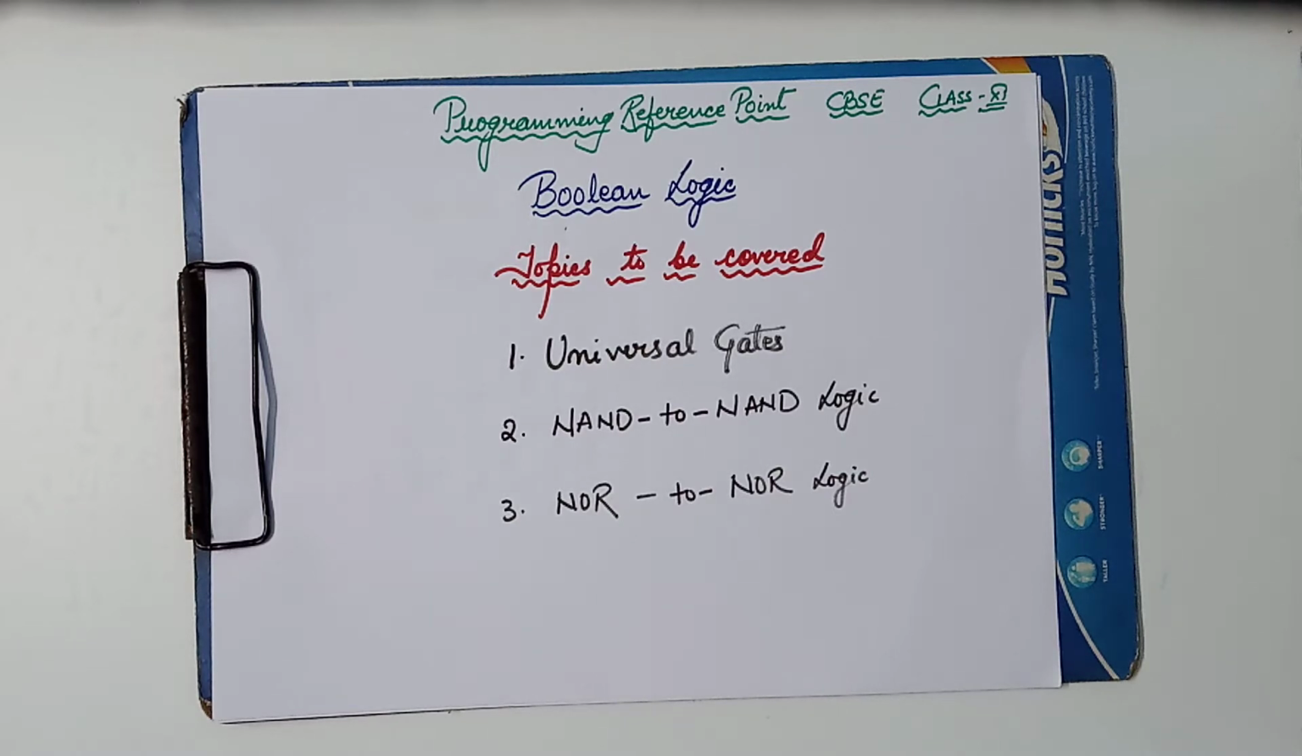Let's talk about the universal gates. What are the universal gates? NAND and NOR gates are the universal gates. Now, why are they called universal gates? First, they are cheap. Second, any switching technique can easily be implemented using the NAND or NOR gate. Okay, so let's see the NAND to NAND logic.